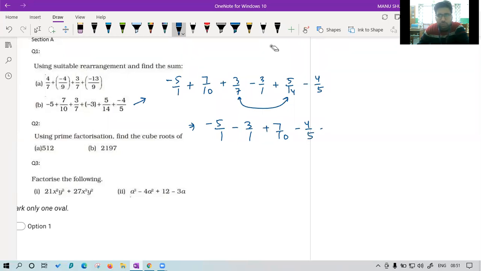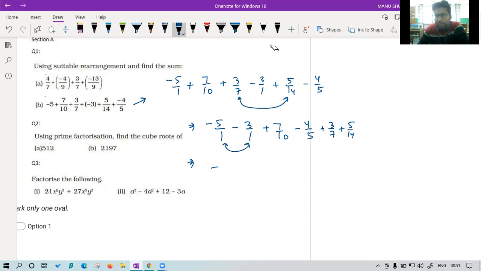Then we have plus 3 upon 7 and plus 5 upon 14. So we can take 7 with 14 and 5 with 10. Yes, beta, this we can do, that will make it easy. Okay, Joel got the answer as minus 8 by 9. Joel, it is correct, minus 8 by 9. That only we got. So, class, directly we can solve these two.